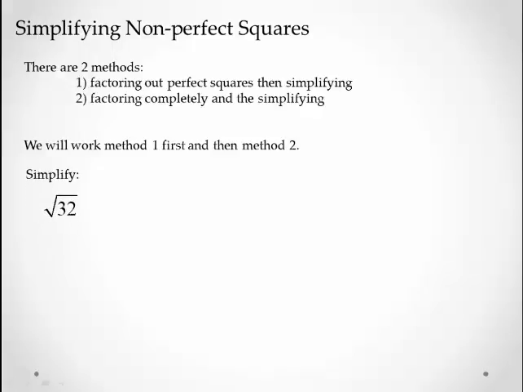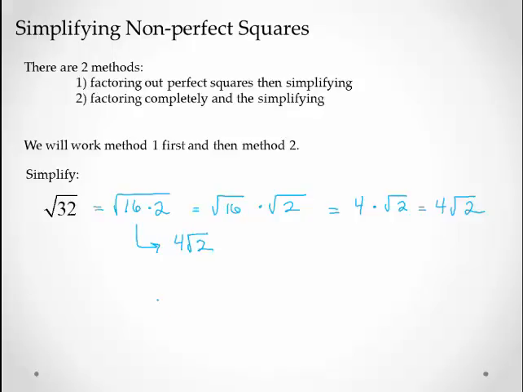So to simplify the square root of 32, it is 16 times 2. 16 is a perfect square. This is the same as the square root of 16 times the square root of 2. The square root of 16 is 4 times the square root of 2, and that gives me 4 root 2. Now you don't have to separate these like this. I can take this and go from here and know that the square root of 16 is 4 and just write 4 root 2.